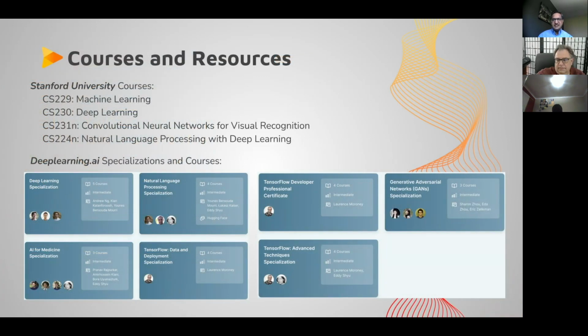Okay, so probably this is the second most important slide in the whole presentation. There is a sea of courses and specializations and so on. Out of all these courses, there are two groups of courses which I would recommend for anybody. And if you see these courses, they are for different people of different interests. For example, AI for Medicine is a specialization for people who want to explore or already work in the medical field.